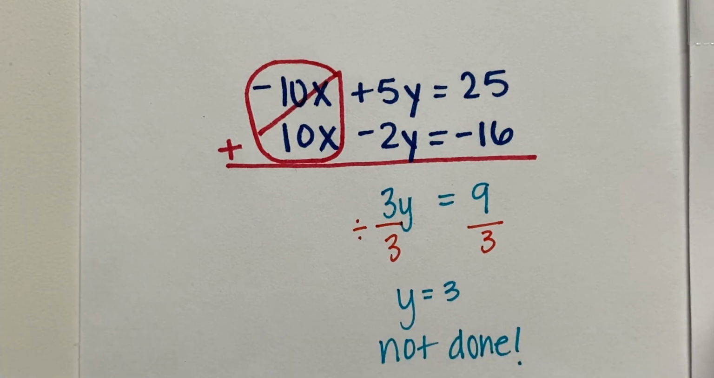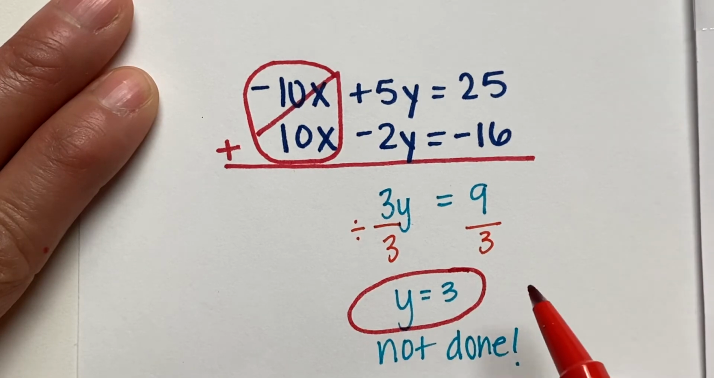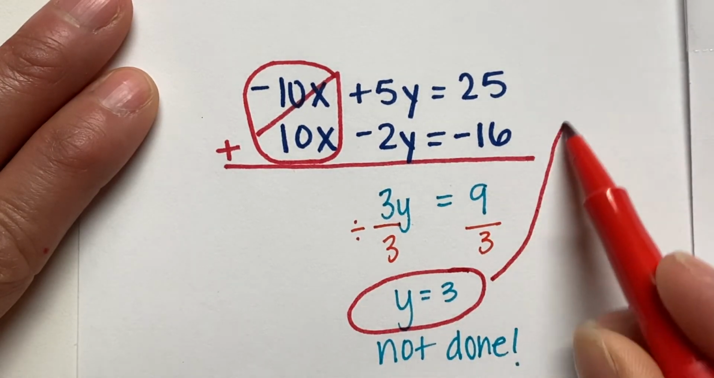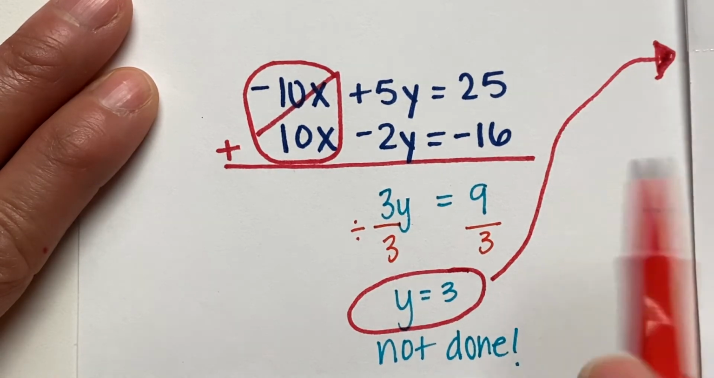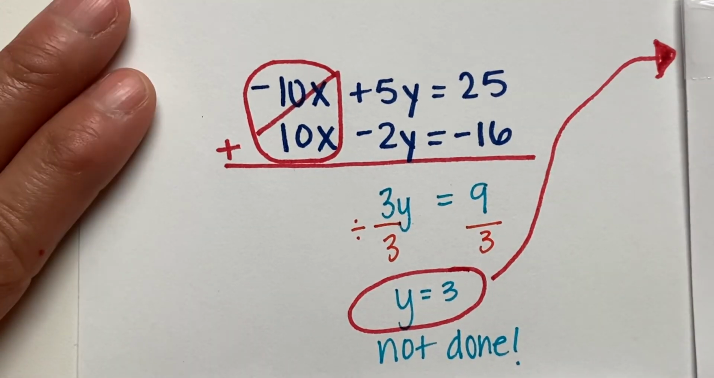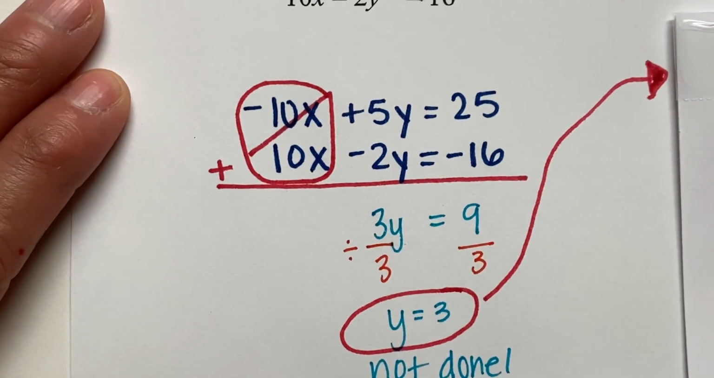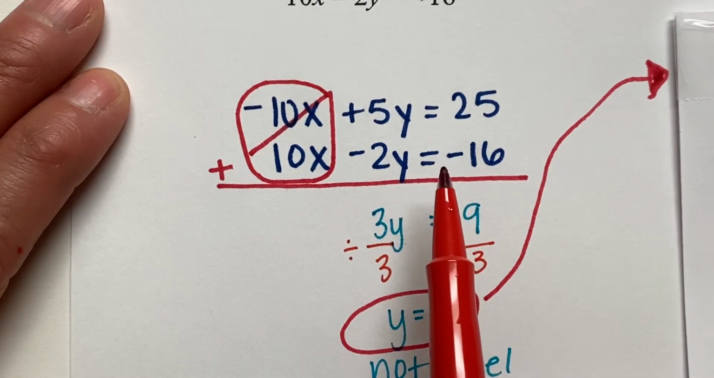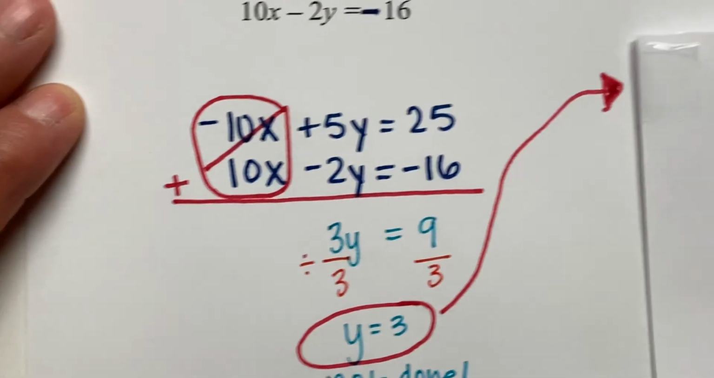Again, you're not done. That's just one part of your answer. So our next step is to take your y value and plug it in to find the x. And here I don't plug it into both equations. I'm just going to choose one. It doesn't matter which one. You can choose the first equation, you can choose the second equation. You're just plugging in y for one of the equations.